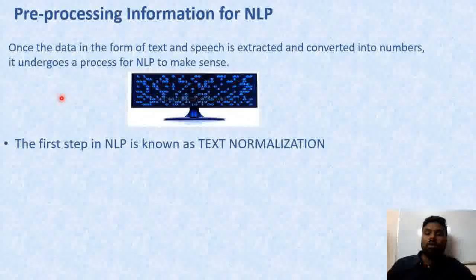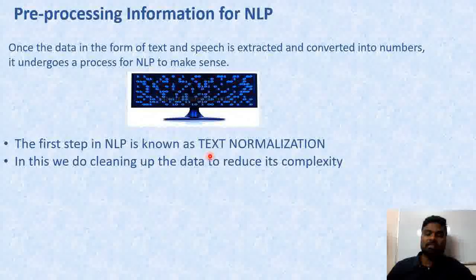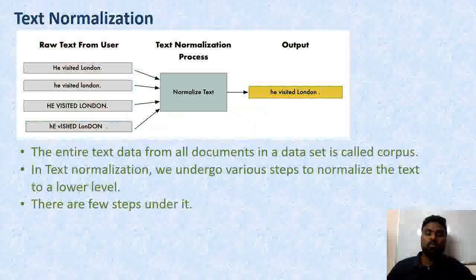Now, for pre-processing, the first step in NLP is known as text normalization. In this, what we do is clean up the data to reduce its complexity. So let us move with the first step, that is text normalization. What do we do in text normalization? We take the raw text from the user and we normalize the text.